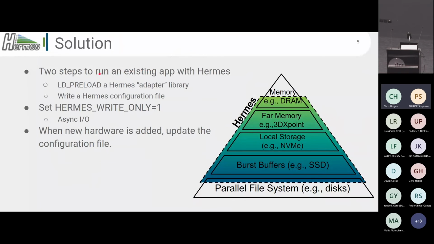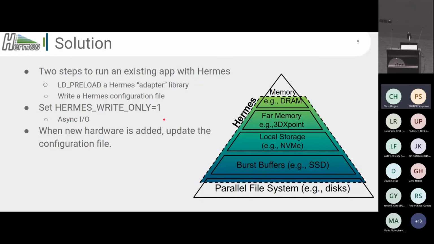To use Hermes with this application, we need two things. First, we run the application and LD_PRELOAD a Hermes adapter library. An adapter is just a word we use to interface existing code with the Hermes library. Then we write a configuration file that just tells Hermes what kind of resources are available in the cluster. The effect of that will be that your writes will be intercepted by Hermes, and rather than going to the parallel file system, they will just get dumped to the fastest storage you have available.